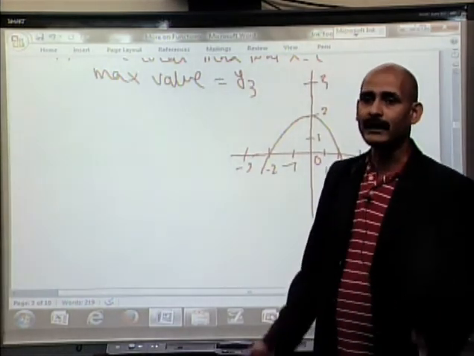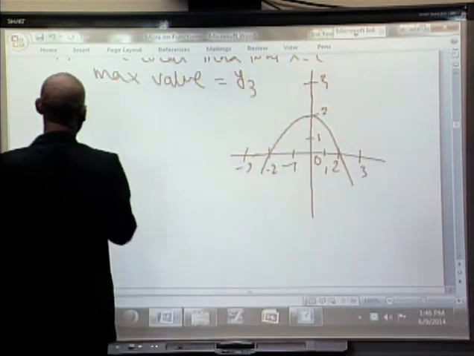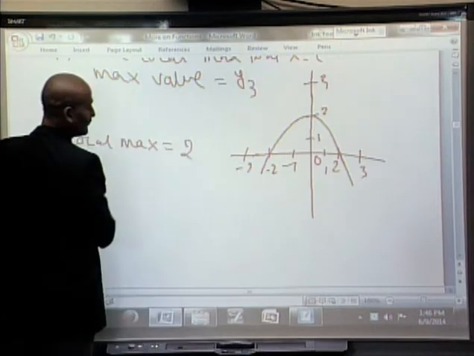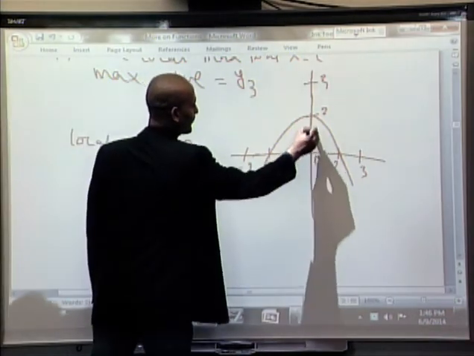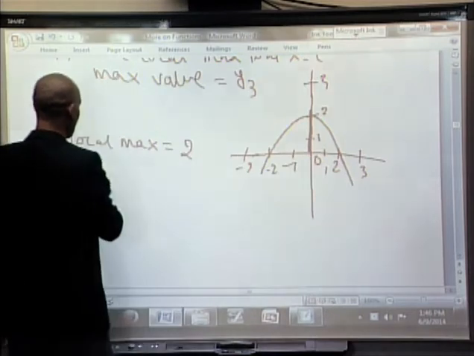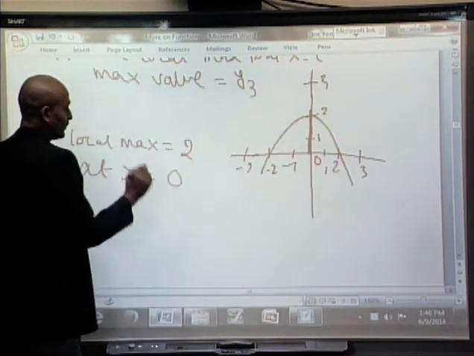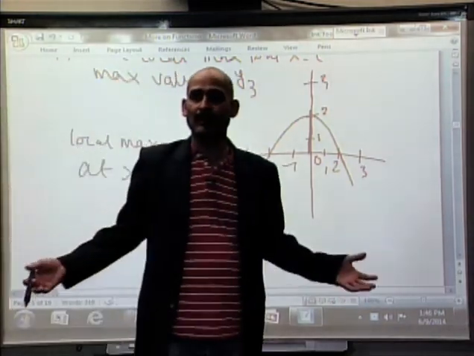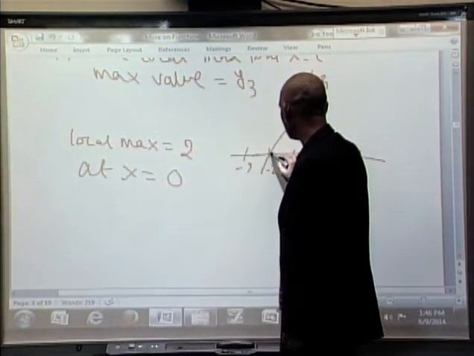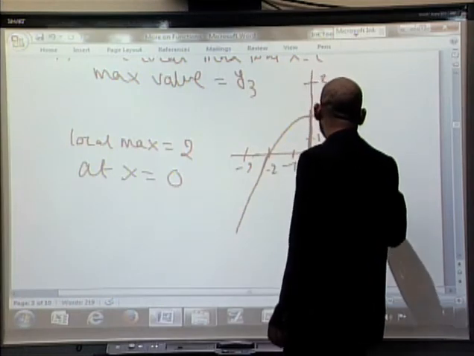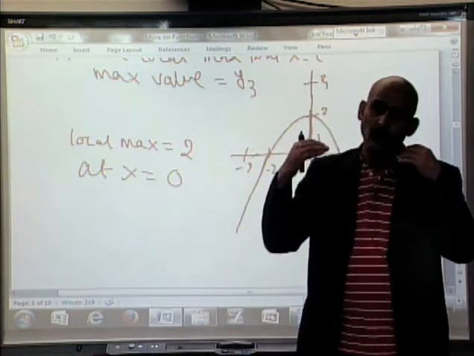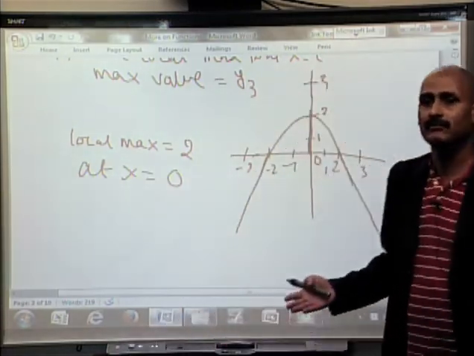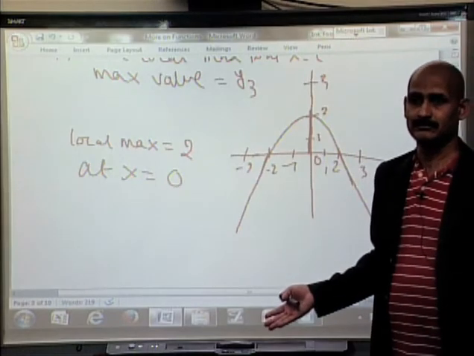Looking over this graph, I can identify the local maximum is equal to 2. This is the maximum value of the function at x equal to 0. This function does not have any local minimum value, because if we think of the minimum, this function is going down this way, and going down this way. It goes all the way down to negative infinity. So we do not have any local minimum.